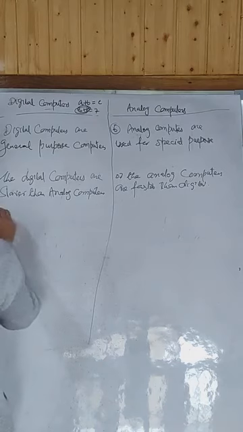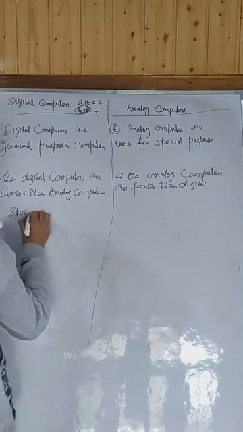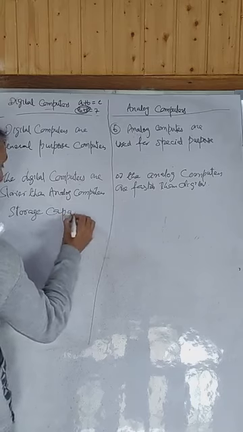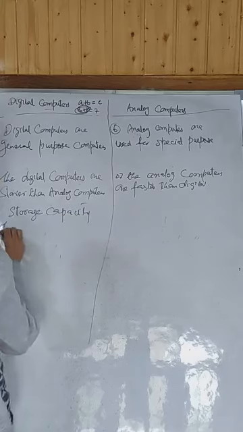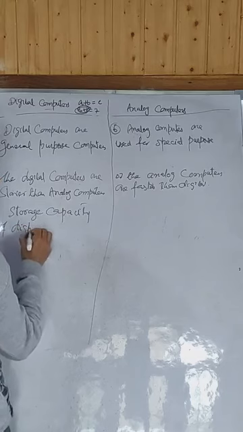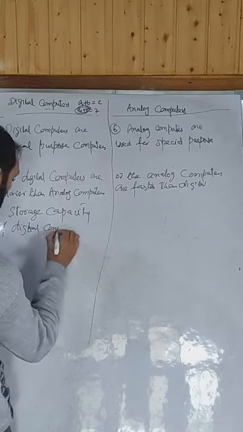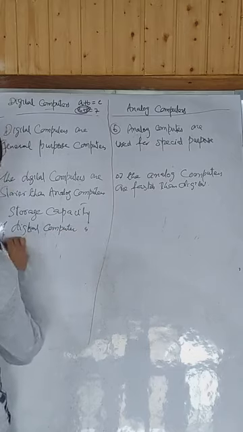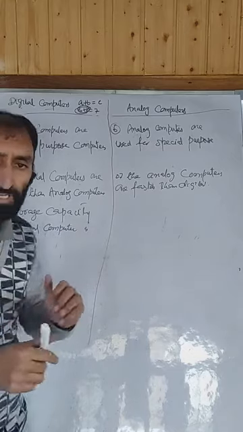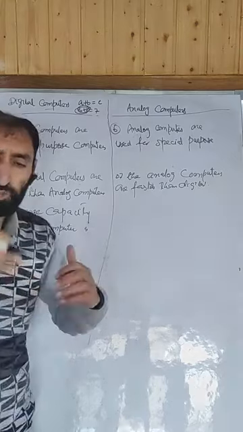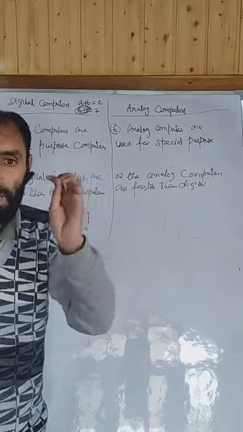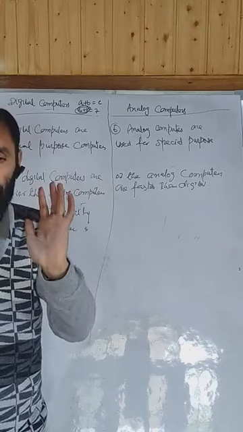Next one is storage capacity. Storage capacity of digital computers is very high. That means digital computers have very high storage capacity. They can store a large amount of data. The digital computers are able to store a large amount of data. That means they have a large storage capacity, secondary storage capacity.